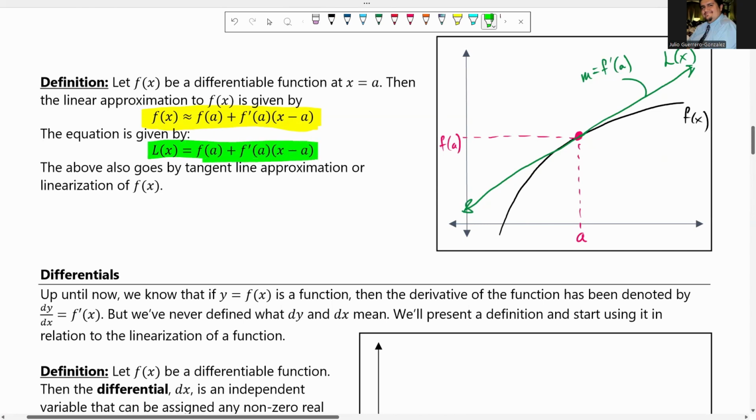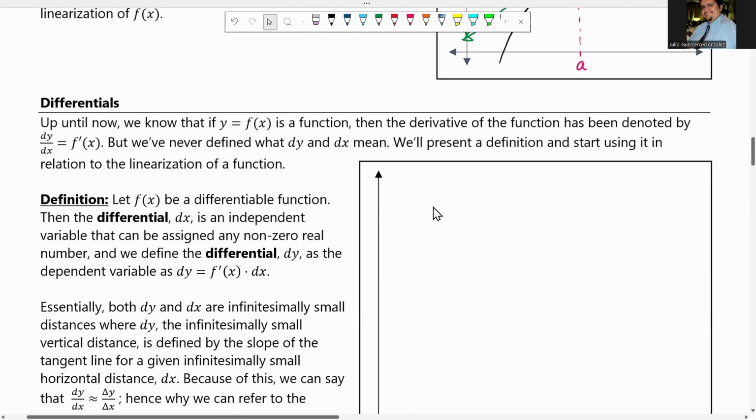This is us giving it a very special name. We just call it L of x. The L of x is what we call the tangent line approximation or the linearization of f of x. It's essentially the tangent line at a specific point x equals a. That is it.